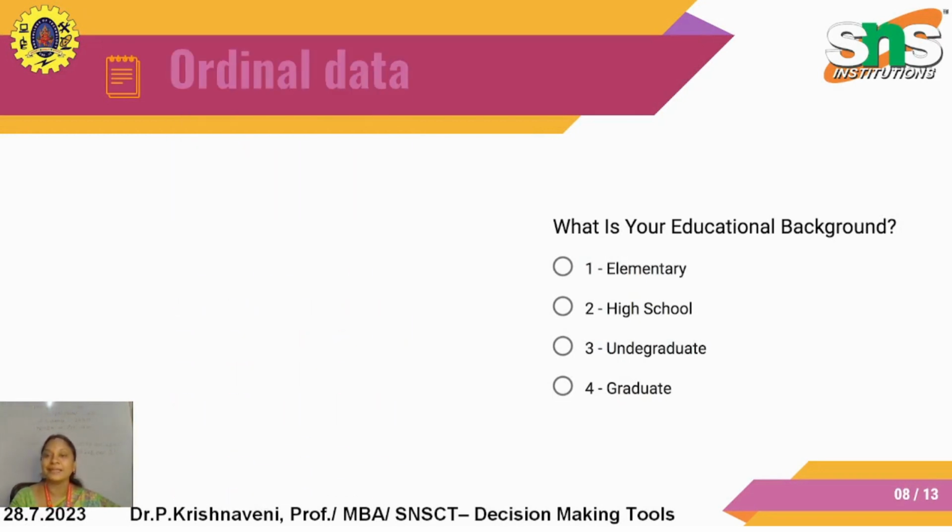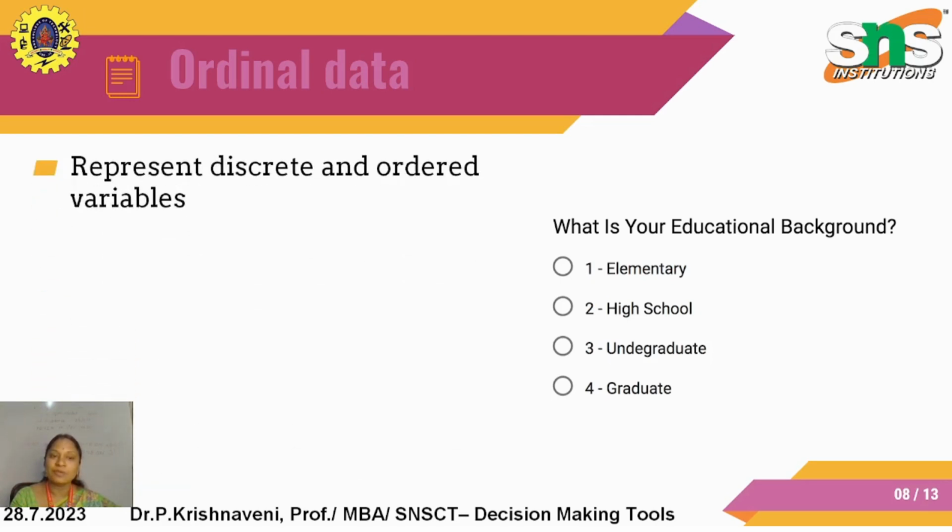But in ordinal data, we have educational background: high school, undergraduate, graduate. All these things have some order, no? There is no mathematical meaning over here also, so it is categorical data. When he completes elementary, obviously he will go for high school, undergraduate and postgraduate, so some order is followed here. That's why this is also categorical data, but it has some order. That's why it represents a discrete and ordered variable.